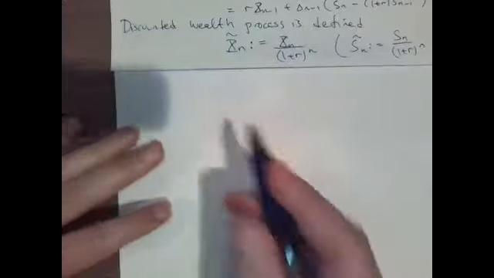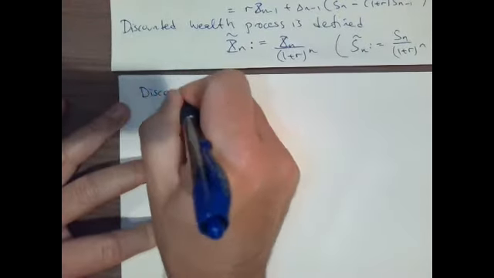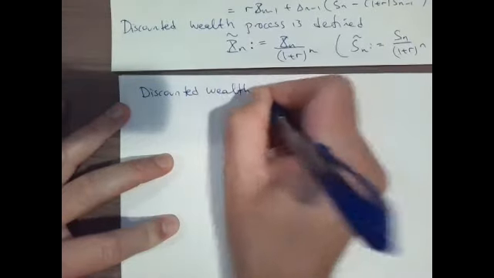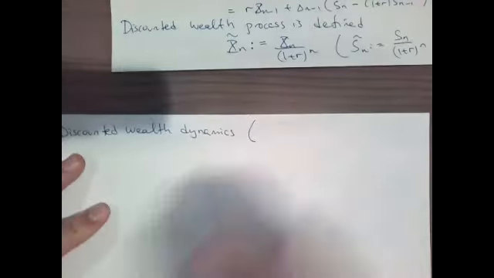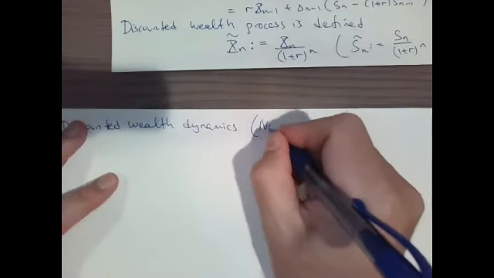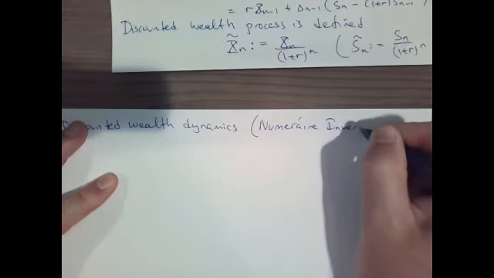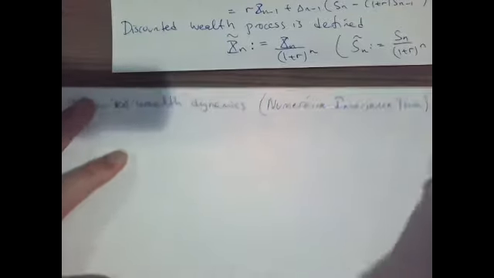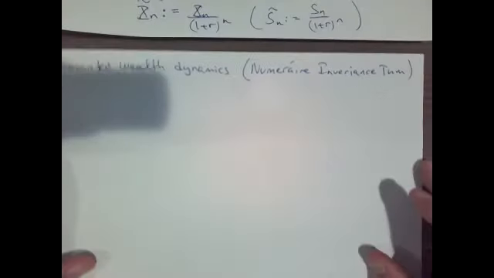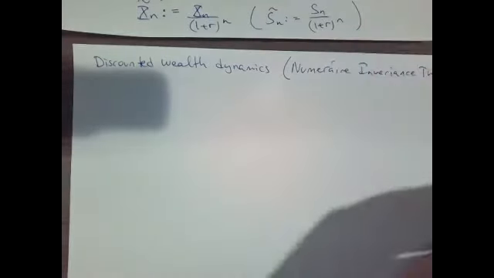So the discounted wealth dynamics. This here is part of a theorem that is known as the numeraire invariance theorem. We're doing a special case of a much more general theorem known as the numeraire invariance theorem. So let's look at this kind of wealth dynamics and see what we can get out from it.